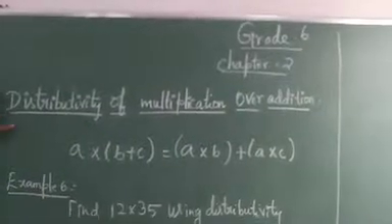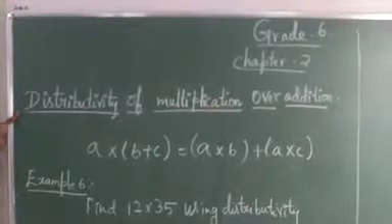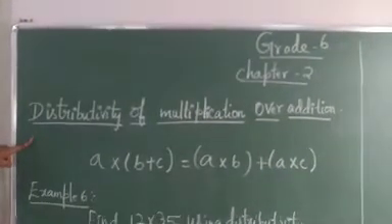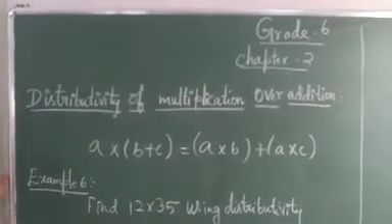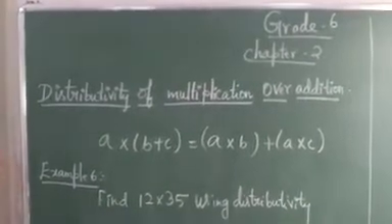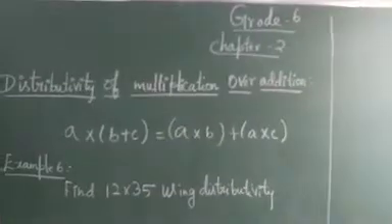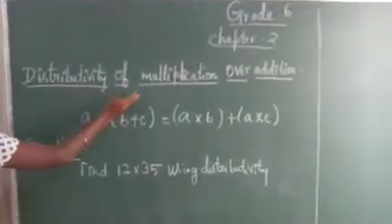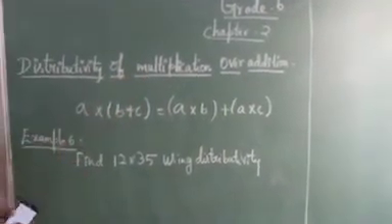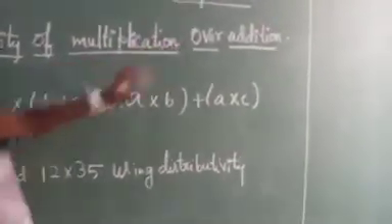Today we are going to see the next property, that is the distributive property of multiplication over addition for the whole numbers. In the previous session we discussed the closure property, associative property and the commutative property for the whole numbers, and today we are going to see the distributivity of multiplication over addition. Here there are two operations involved, one is multiplication and the other is addition.